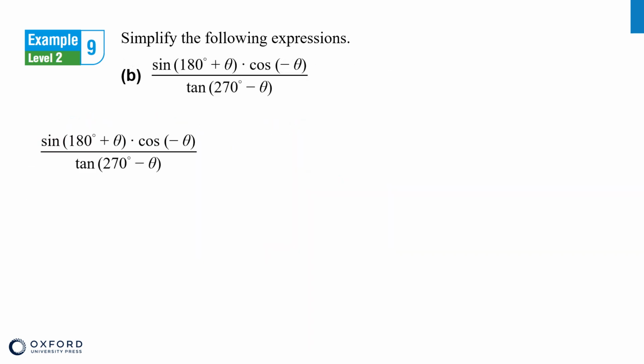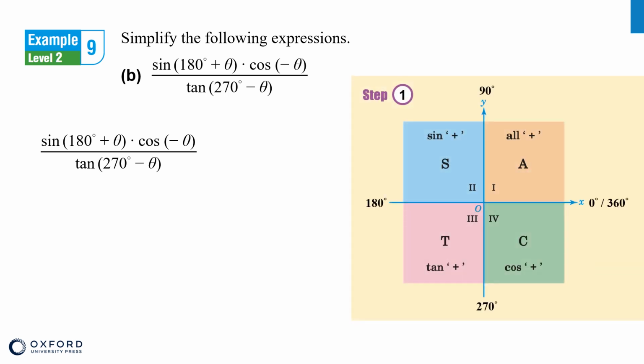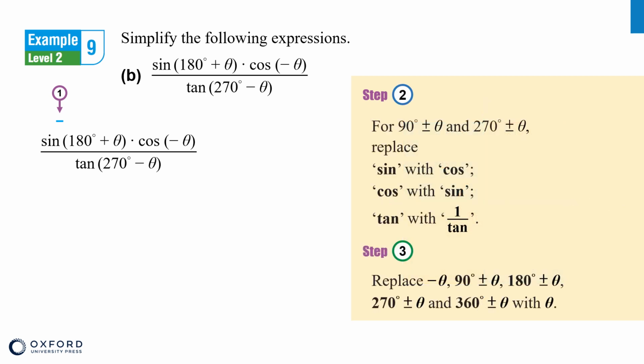Part B, similarly, the 3 steps for simplifying the trigonometric ratios. Step 1, determine the sign. 180 degrees plus theta is in quadrant 3, the T region, so sine of it takes the negative sign. Then, since it's 180 degrees plus or minus theta, but not 90 degrees or 270 degrees plus or minus theta, we do not need to change the function. We'll keep it as sine. Then replace the angle with theta, and we've got negative sine of theta.